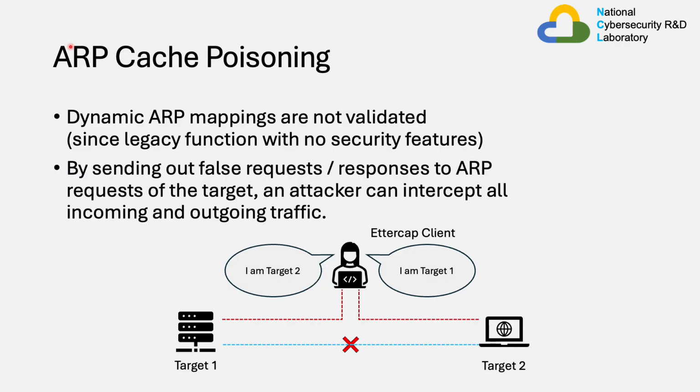Now, the ARP communication protocol was created in 1982 without a security feature in mind, since the focus was on speed and not security during that era. Therefore, dynamic ARP responses are not validated and can actually be easily faked. By sending out false requests and responses to ARP requests of the target, an attacker can intercept all incoming and outgoing traffic. The attacker can pretend to be target 2 when communicating with target 1 and pretend to be target 1 when communicating with target 2. This way, both targets are not made aware that a third party is monitoring their conversation. This positioning of the attacker between 2 targets is where the man in the middle attack gets its name.